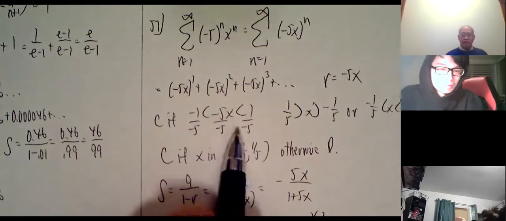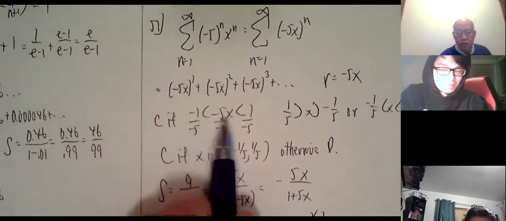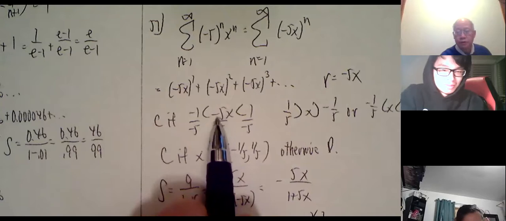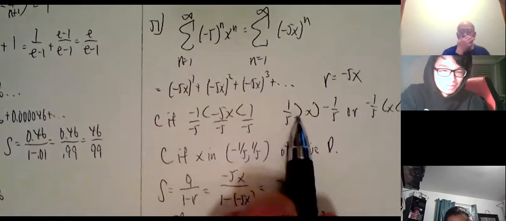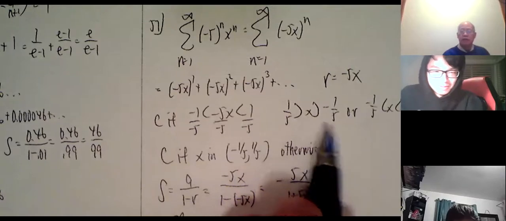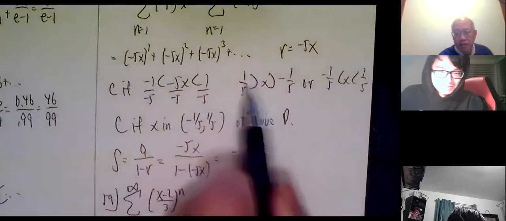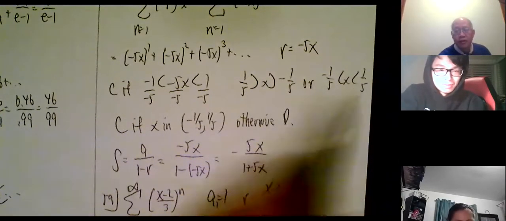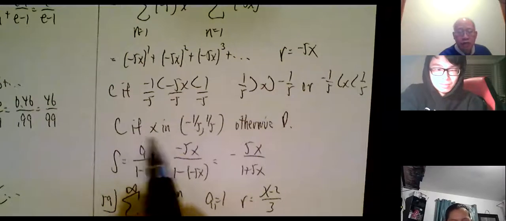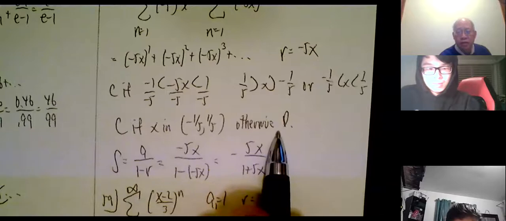Divide by negative 5, negative 5, negative 5. That changes the inequality symbol, you might recall. If you divide by a negative, you switch the symbol. So 1/5 greater than x greater than negative 1/5. But quickly change it back to the way that we like it, less than, less than. So x between negative 1/5 and 1/5. So the series converges if x is in the interval from negative 1/5 to 1/5, otherwise diverges.